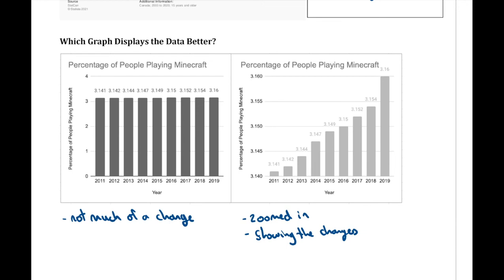But you might say it's exaggerating the changes. It's making it look like the change is much larger than it is, when in reality we're only going up by 0.2%. So again, you could argue either way, depending on what your argument is. You could say the first one displays the data better because it shows that there's not much of a change. Or you could say the second one is more accurate because it's actually showing what the change is from year to year. Yes, it's a small change, but there is still some change, and we can see it better from year to year in the second one.